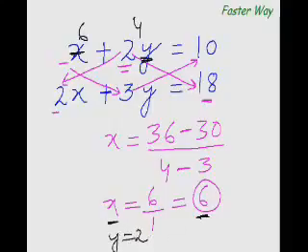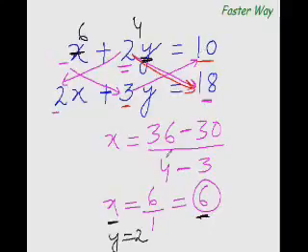You can do this mentally. Okay, so let's do it again, and this time mentally. So to find x, all you need to do is multiply this with this. So 2 times 18 is 36, and then subtract from it the product of this and this. 3 times 10 is 30. 36 minus 30 is 6, isn't it?